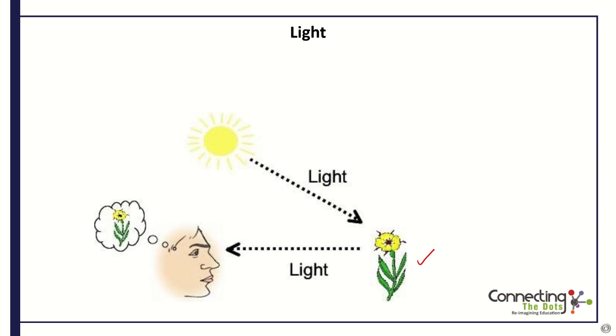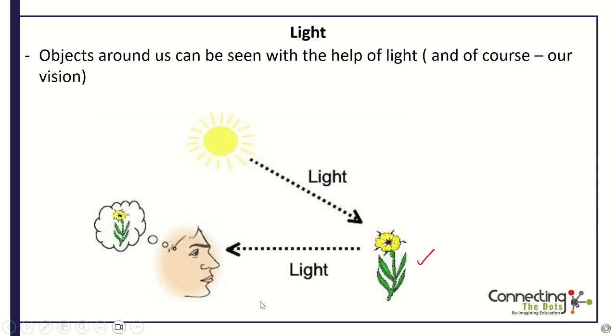So the plant is not producing light of its own, but instead it is reflecting the light from the sun, and this reflected light reaches our eyes, and we are able to understand that it is a plant. This is how we see the various objects around us. So, light from a source of light will fall on the various objects, and this light gets reflected onto our eyes, and thus we are able to see the various objects around us. Clear? Now, objects around us can be seen with the help of light and, of course, with the help of our eyes.